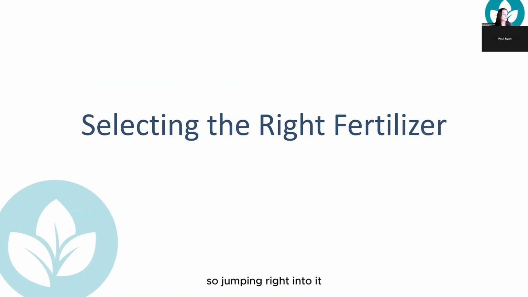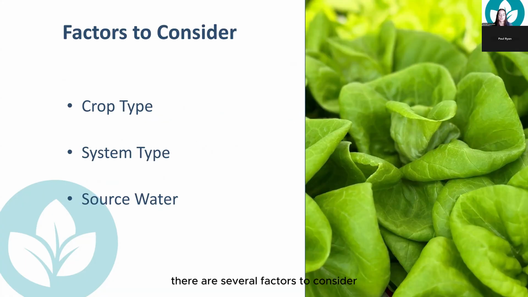So, jumping right into it, let's talk about selecting the right fertilizer. There are several factors to consider whenever you're selecting a fertilizer, and the big three are going to be the crop type, the system type, and your source water. So you want to take all of these factors into account whenever you're trying to select a fertilizer.